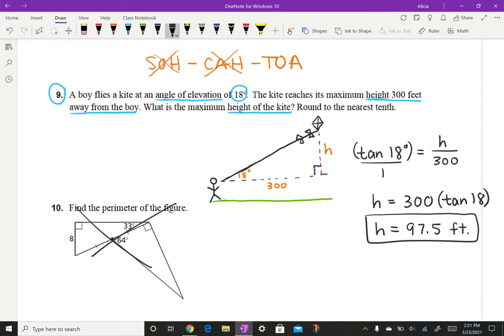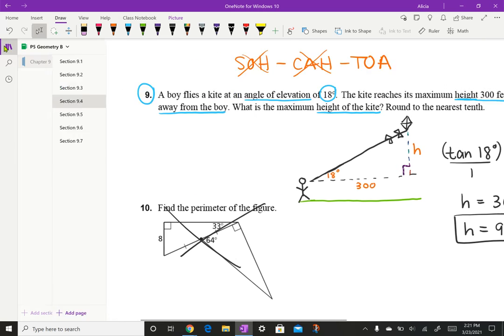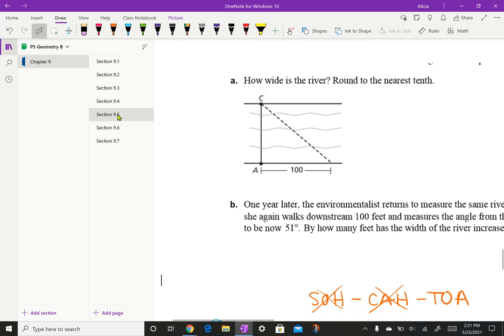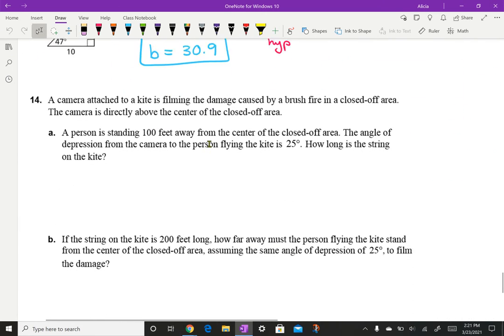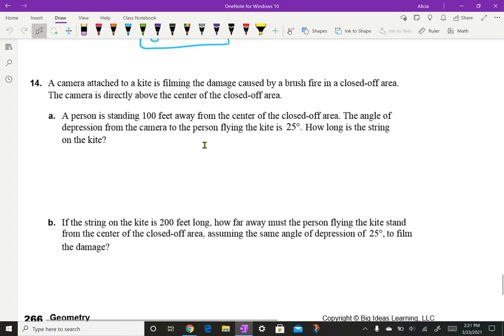Okay, so that's angle of elevation, looking upward in comparison to some horizontal line. The horizontal line could be the ground. It could also be the person's horizontal line of sight compared to its upward line of sight. Okay, now we're going to switch over to section 9.5. So you're going to go in your student journal still, and we're going to look at number 14.